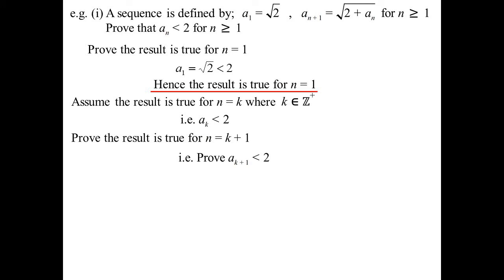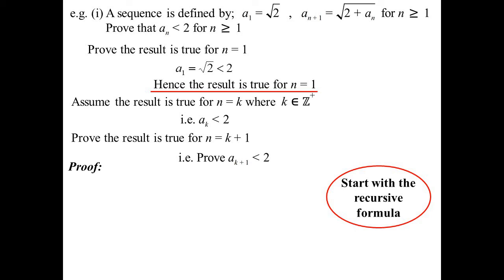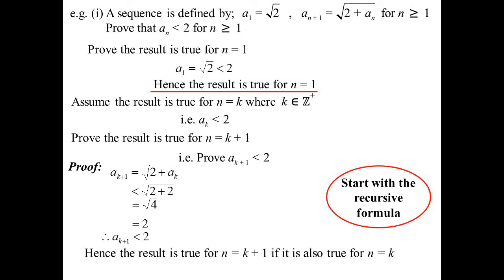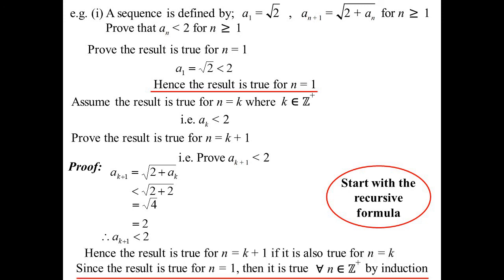Now, this is where I use the recursive formula, so I'll start with that. They told me that term k plus 1 is the square root of 2 plus term k. And I'll see if I can get my assumption in there. Well, a_k is less than 2. So that expression will be less than the square root of 2 plus 2. 2 plus 2 is 4. Square root of 4 is 2. So yes, term k plus 1 is less than 2. Hence the result's true for k plus 1, etc., etc.